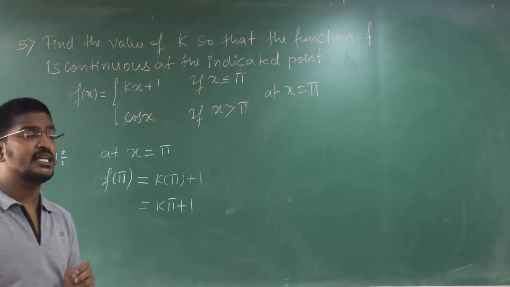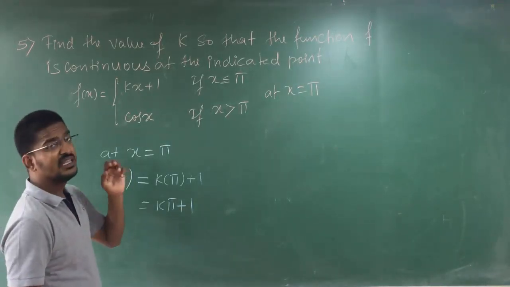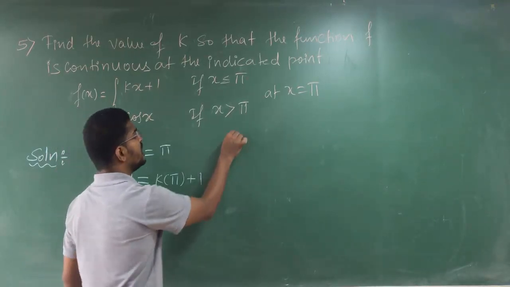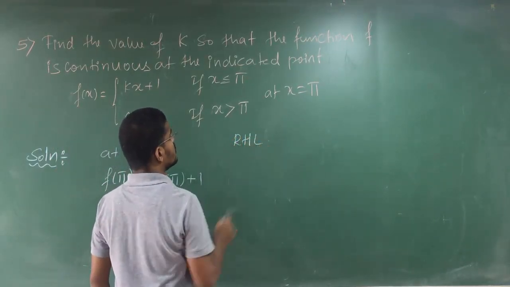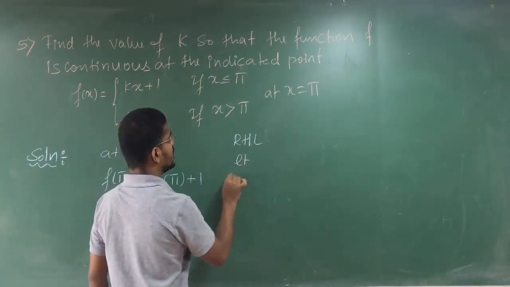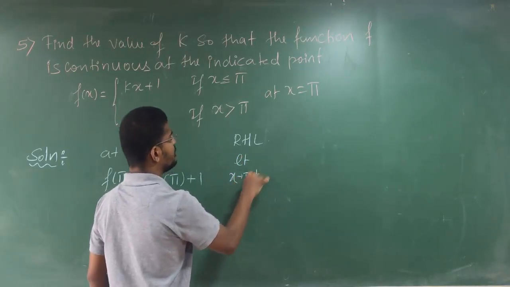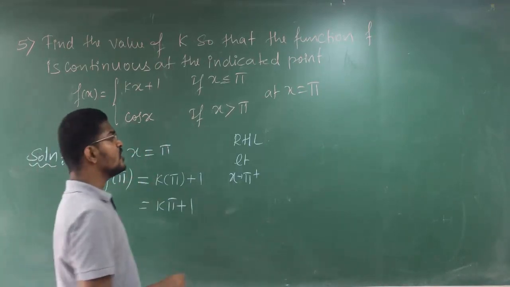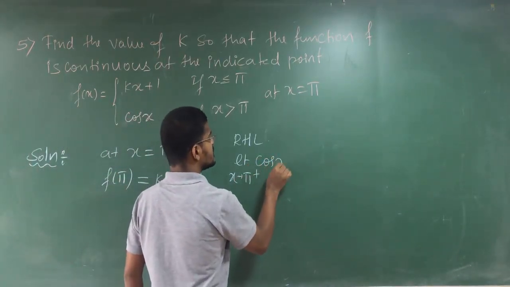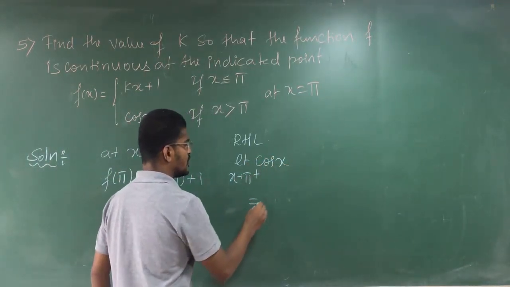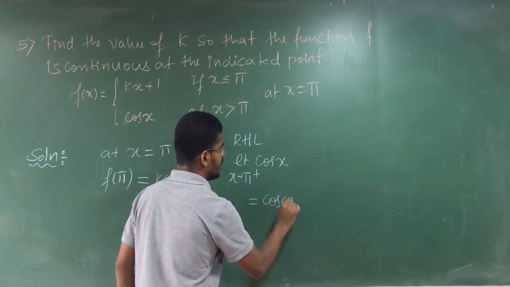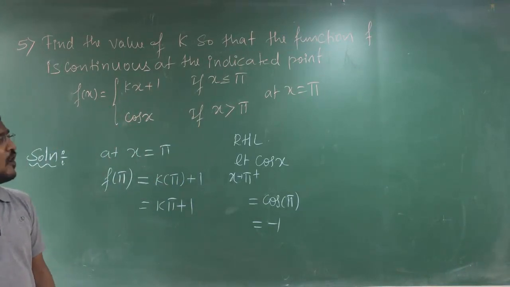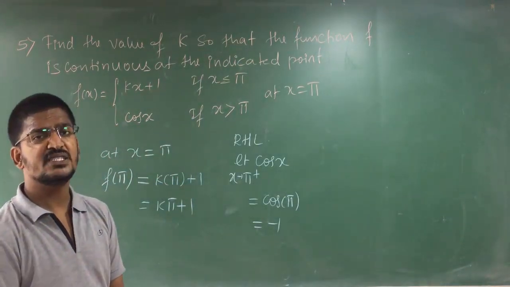So using that, now let us go for the greater values, that is x is greater than pi. That means RHL. So by using RHL, limit x tending to pi plus, what is your f of x? Your f of x is cos x. So this will be equal to what? Cos pi. So cos pi value is minus 1.